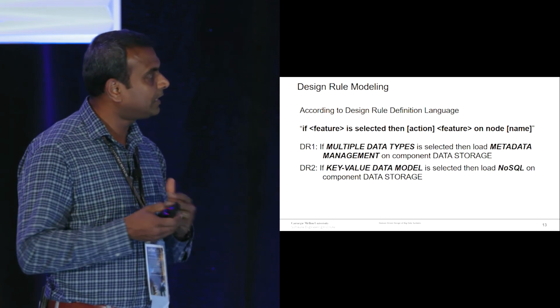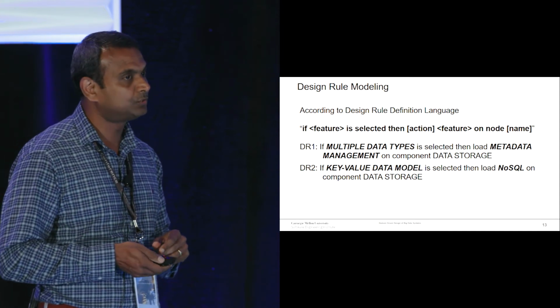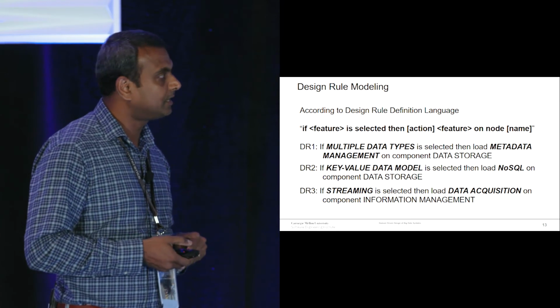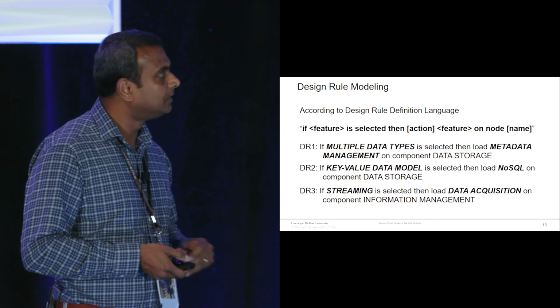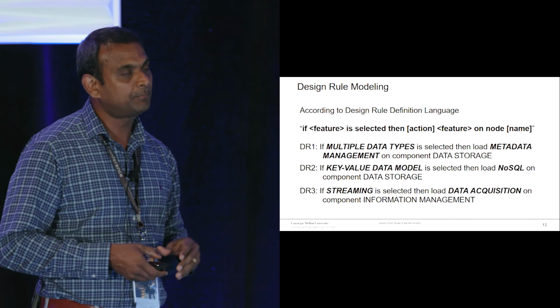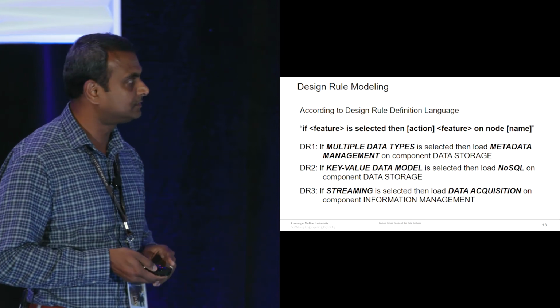Similarly, if the key value data model is selected, then load NoSQL on component data storage. If streaming is selected, if your data is real time, then load the data acquisition on the component information management. So you can put a set of rules like this to bring up your application architecture for the big data system.